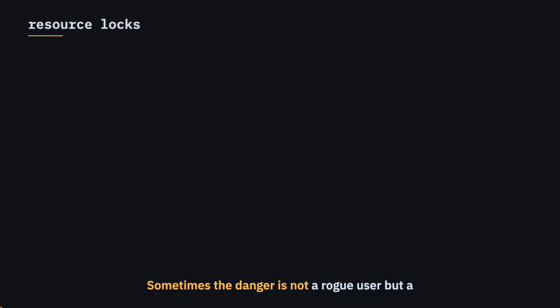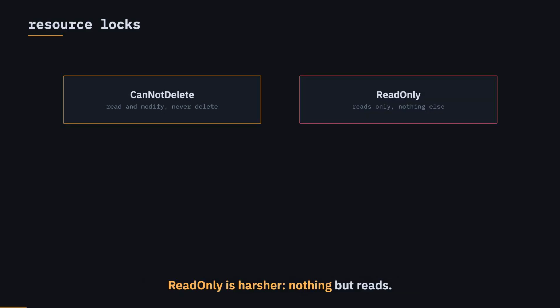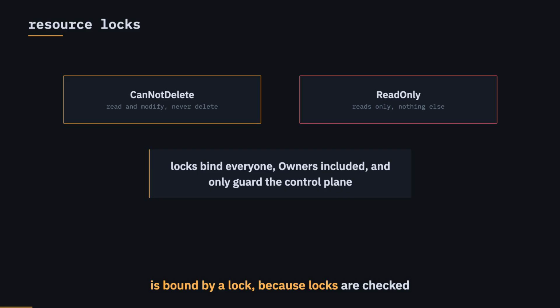Sometimes the danger is not a rogue user, but a well-meaning one, and for that Azure has resource locks. A lock attaches to a subscription, a resource group, or a resource, and comes in two strengths. Cannot delete allows reading and modifying, but blocks deletion. Read-only is harsher. Nothing but reads. Everyone, including owners, is bound by a lock because locks are checked after RBAC as a separate gate. To delete a locked resource, you must first delete the lock, and that extra deliberate step is the entire point.